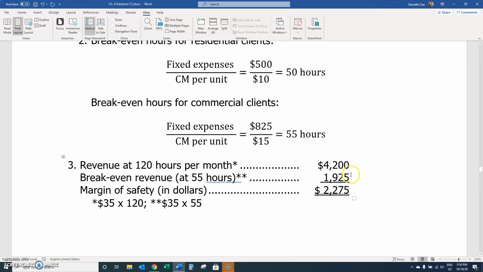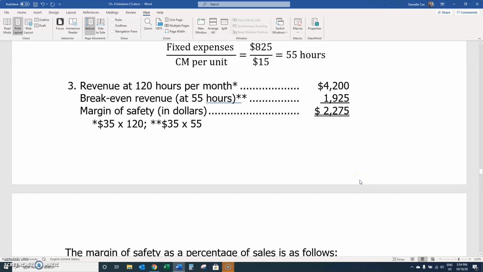And with the budgeted amount he's expecting, 4,200. So the margin of safety, 2,275.